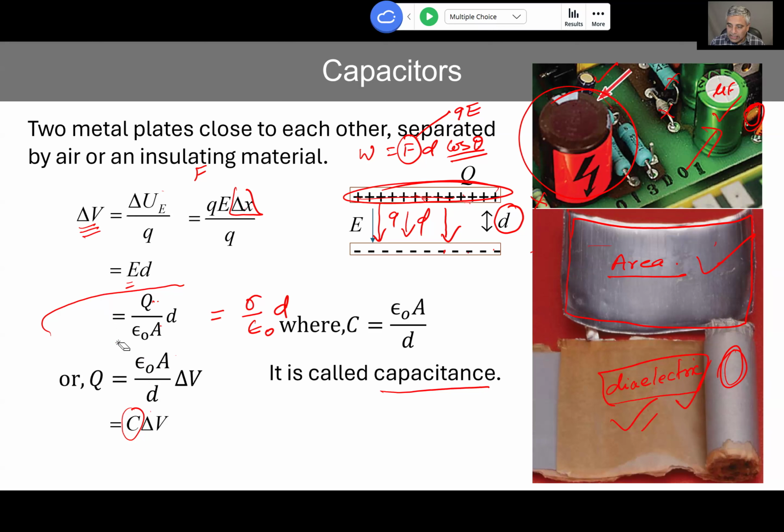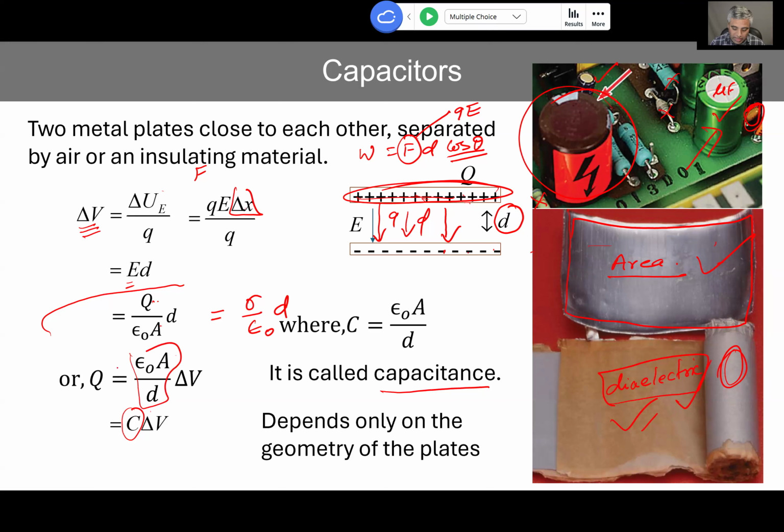So that is called the capacitance of a capacitor. It simply depends on the geometry. What is capacitance? Capacitance does not depend on potential difference or charge. It simply depends on its geometry, how it is built. So that's what this is.